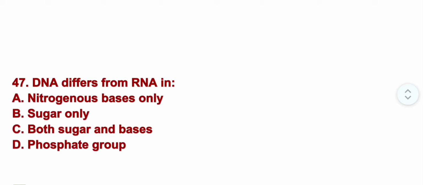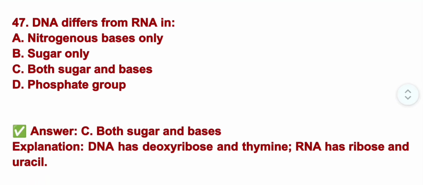Question number 47. DNA differs from RNA in? The correct option is option C, both sugar and base. DNA has deoxyribose sugar and thymine. RNA has ribose and uracil.